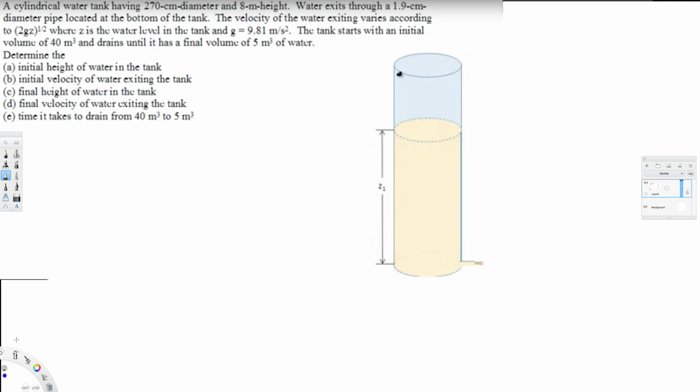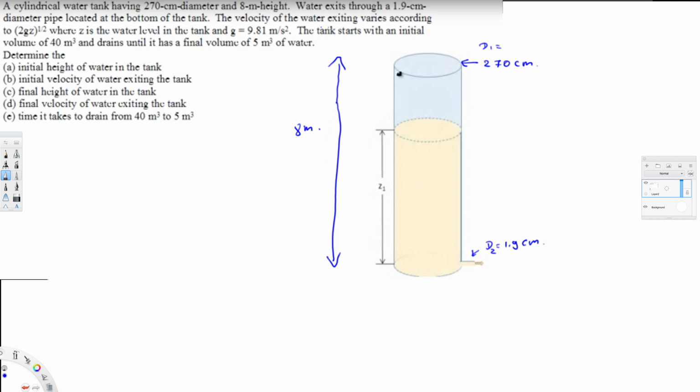The question is asking: a cylindrical water tank has a 270 centimeter diameter, and an 8 meter height. The total height is 8 meter right here, and then the water exits through a 1.9 centimeter diameter pipe. So the diameter right here is 1.9 centimeter. Let's say this is D2, and the tank diameter is D1.